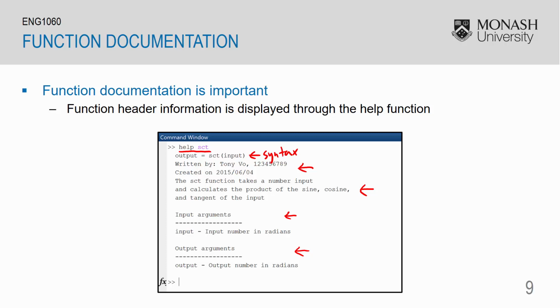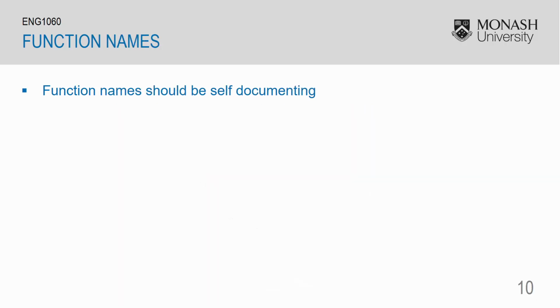Remember, when writing functions, you are not always the only person to use this function. You may have to share it with others. So function documentation is crucial. Just like variables, function names should be self-documenting as well. So naming the sine Taylor function as cos Taylor would be a very bad idea.